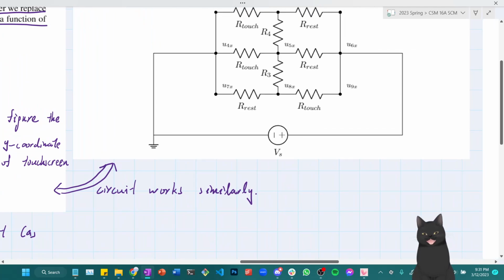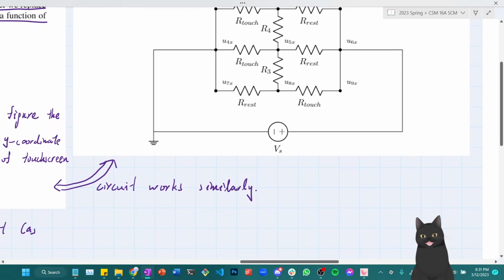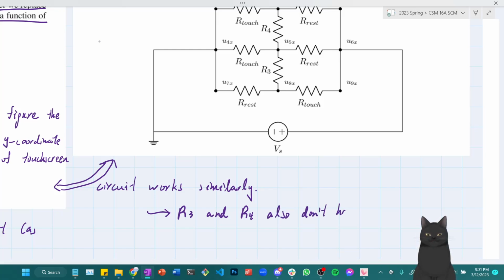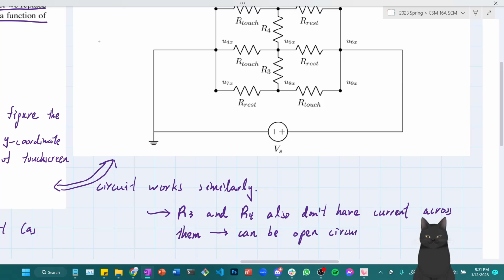And therefore, what happens in the end is that R3 and R4 also don't have current across them. And this means they can be modeled as open circuits, because open circuits also don't have current flowing across them.